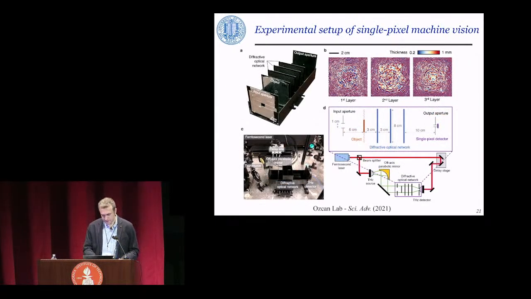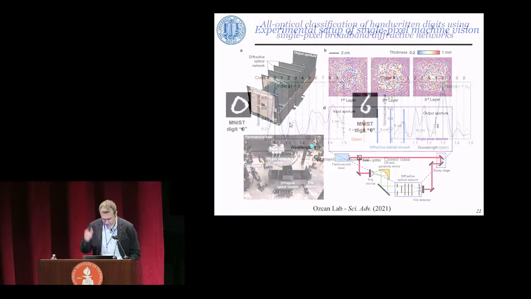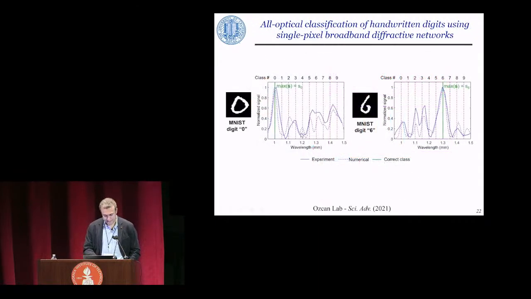In fact, we built this system using terahertz time-domain spectroscopy system. These are the diffractive layers, thickness profiles that were 3D fabricated, assembled, and this is the single output aperture that we were detecting the frequencies that were assigned to 10 different classes. These are some test examples. For example, this one is a 0 and 6 from the test data set, never seen before.